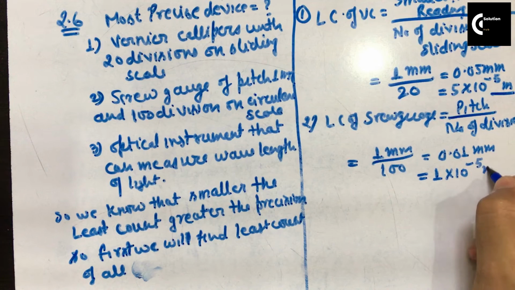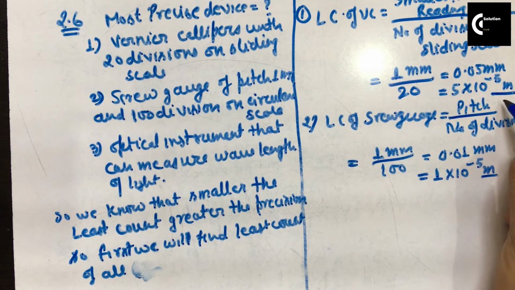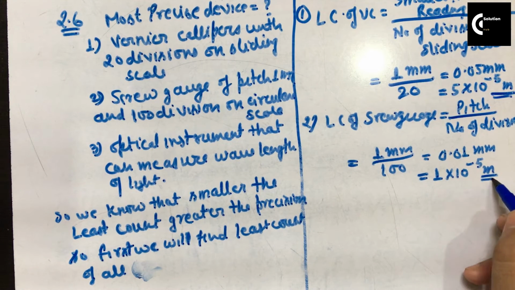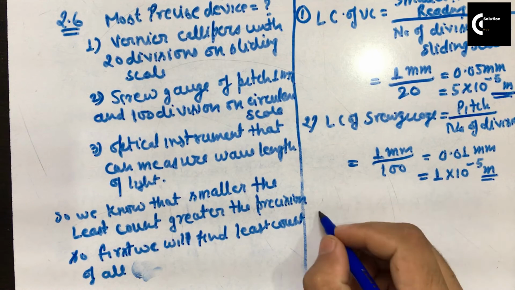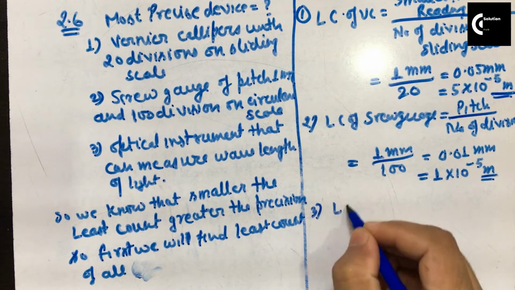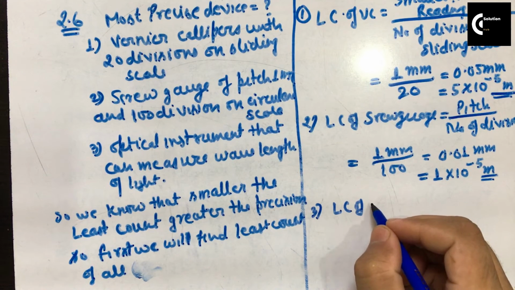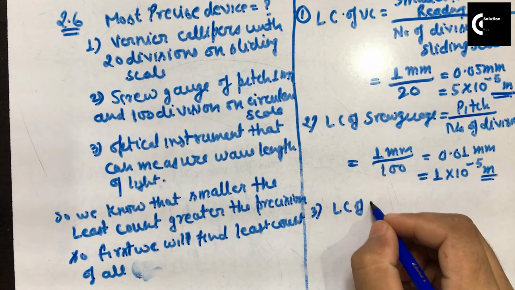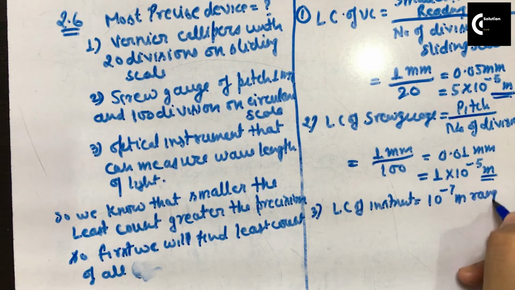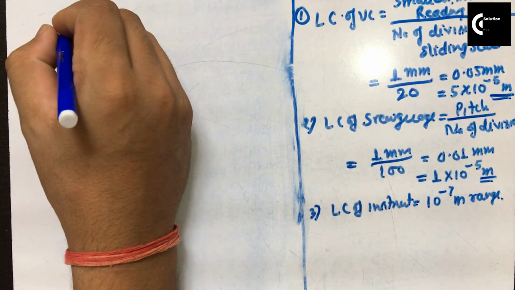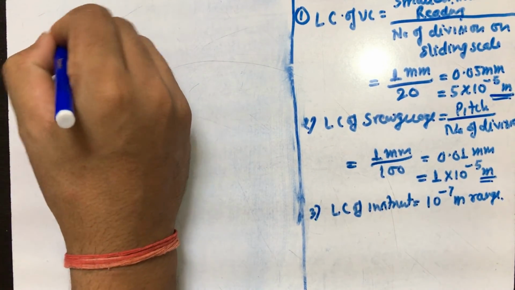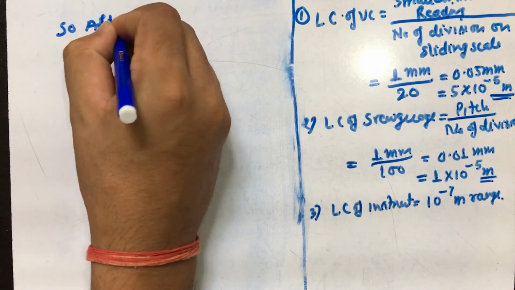Now the last device is the optical device, and here no specification is mentioned, only that it can measure the wavelength of light. The range of the wavelength of light is 10 to the power minus 7 meter. Since it is mentioned, it will definitely measure that. So the least count of this instrument is of the order of 10 to the power minus 7 meter.